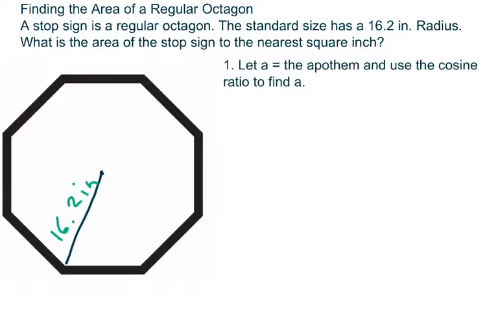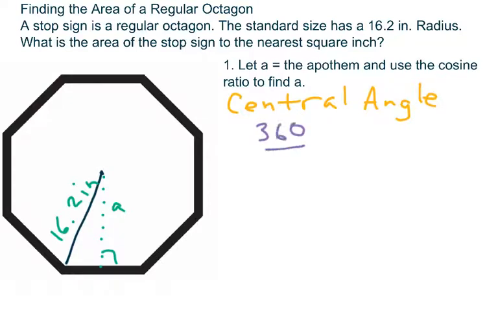Let A equal the apothem and use the cosine ratio to find A. The central angle of a regular octagon is found by taking 360 and dividing it by 8, the number of sides. This equals 45 degrees. We can label some points on our octagon.